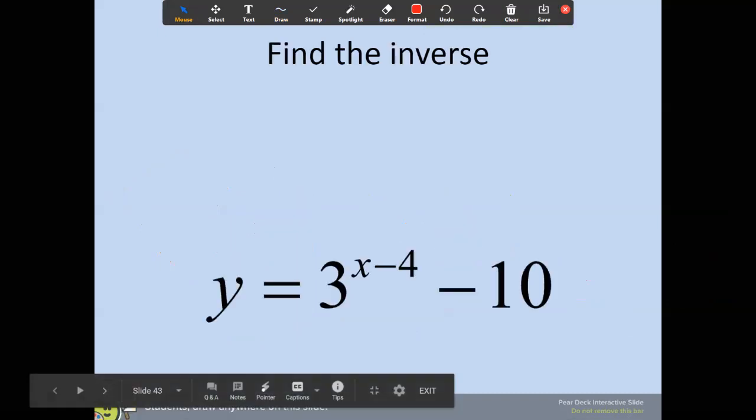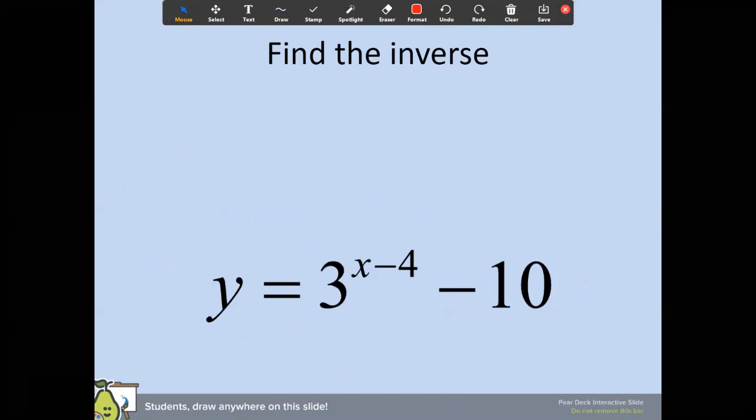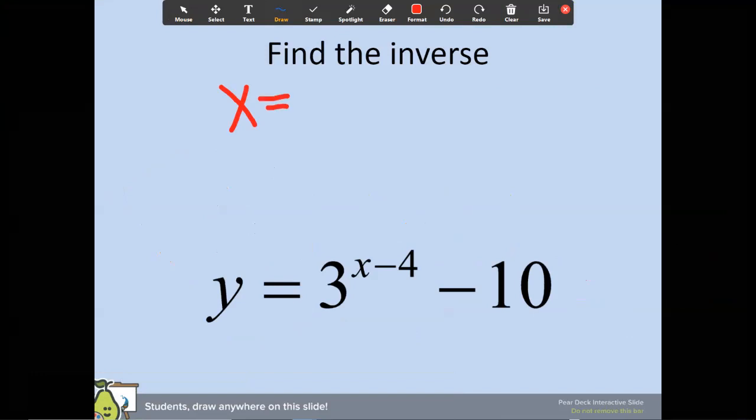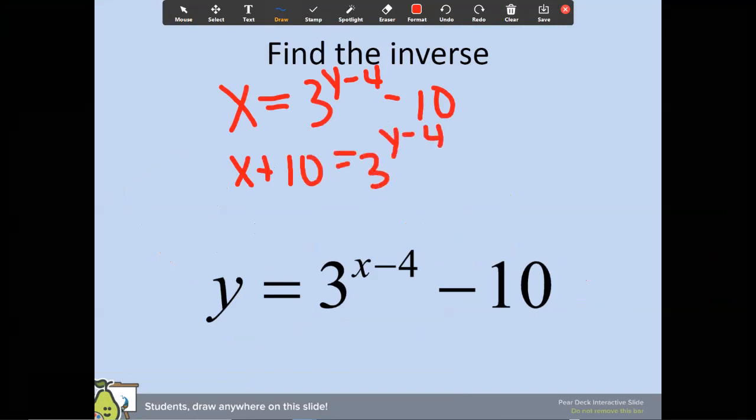Okay, so for this one, we're going to be finding the inverse. Okay, so to find the inverse, remember we switch our x and y. So this is going to be x is equal to 3 to the y minus 4 minus 10. Now, exponentials become logs and logs become exponentials, but you want to get your base to a power, that 3 to a power by itself. So I need to get rid of that minus 10. I add 10 to both sides.